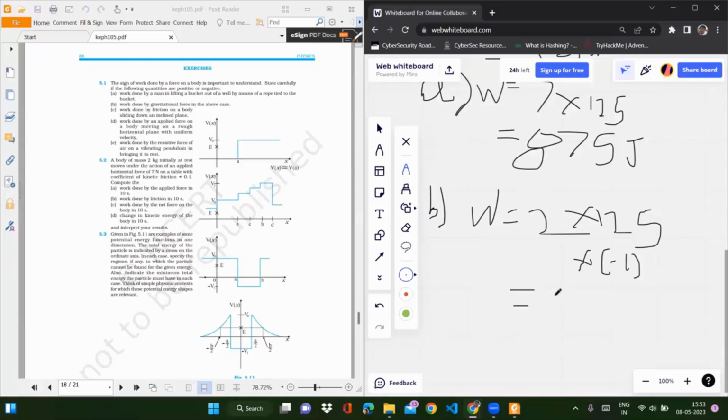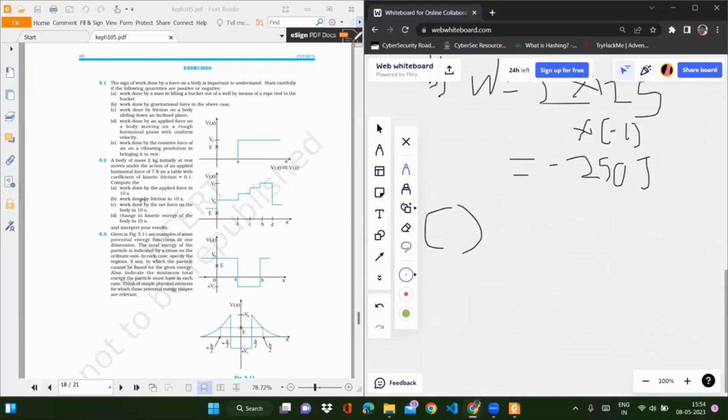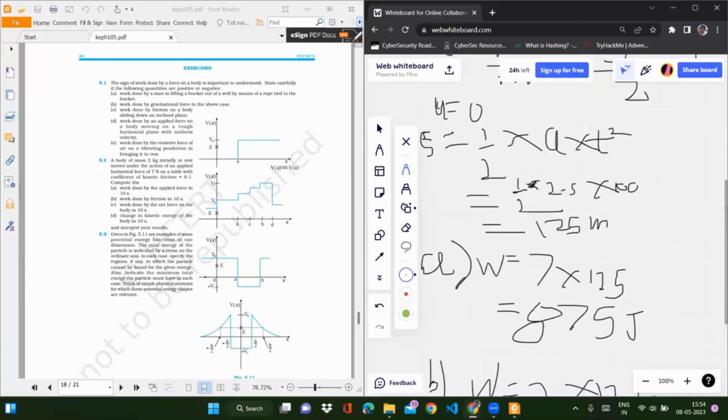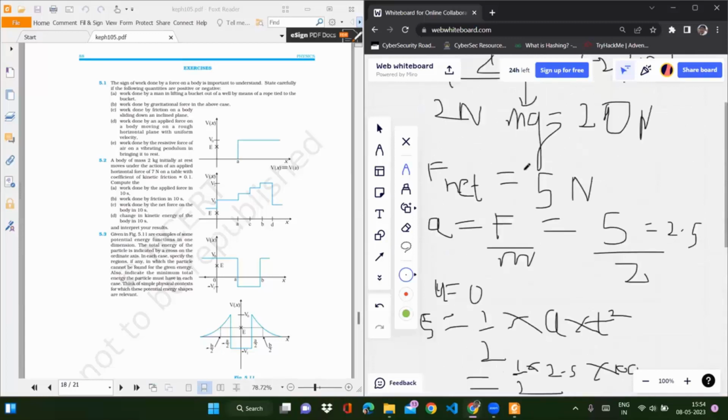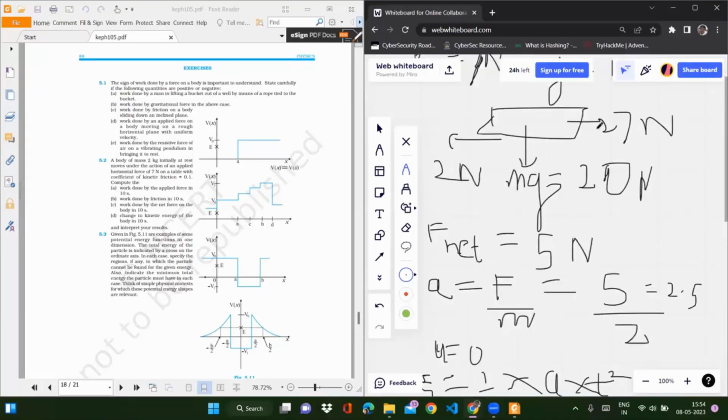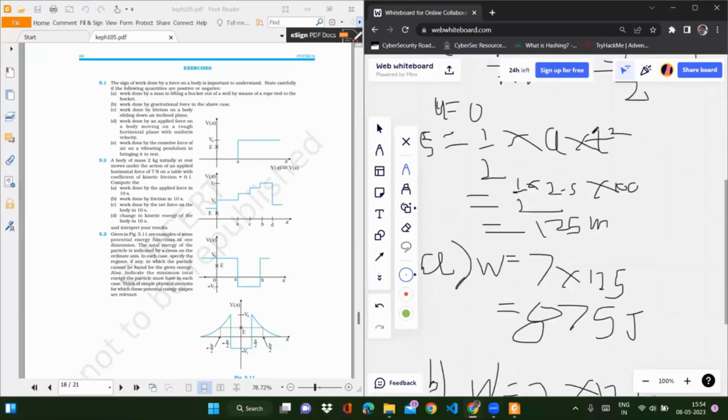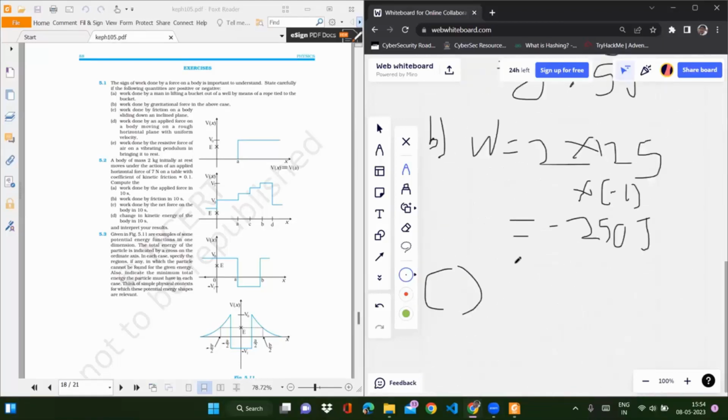So it will be minus 250 joules. In the C case, we have to calculate the work done by the net force. So what we have calculated here, the net force comes out to be 5 Newton. We have to calculate the work done by this, and the net force direction will be in the direction of the displacement. So the angle will be 0 degrees, so cos theta will be 1.